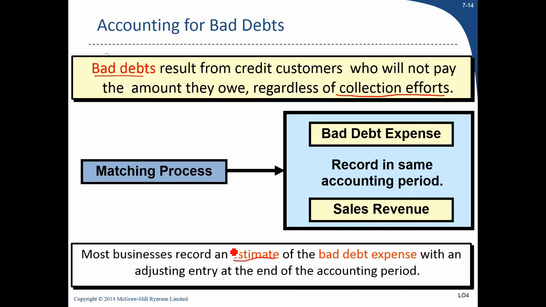So most businesses record an estimate of the bad debt expense with an adjusting entry. You know what adjusting entries are. We make them as at December 31st or the fiscal year end. No external transaction has occurred, but we know that time has passed, so we have to remove some of our deferred revenues or our prepaid expenses, or in this case, we have to make an estimate for bad debt.